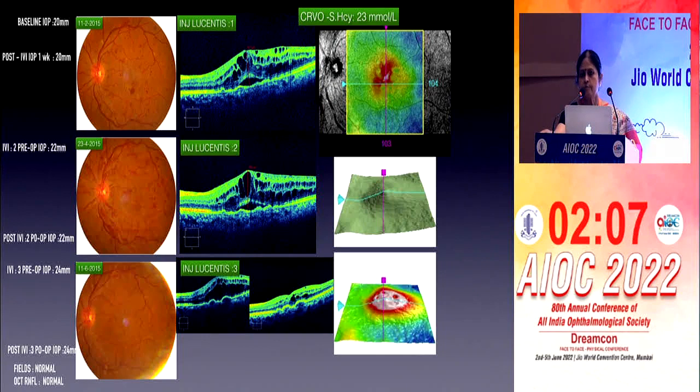When the duration of treatment and the number of injections increases, there is more chance for development of sustained elevation of intraocular pressure. Let us look at this example of a patient who has a non-ischemic central retinal vein occlusion and macular edema. He received 3 injections of Lucentis. We started with a baseline IOP of 20 millimeters of mercury, and at the end of 3 injections, his IOP has gone up to 24.